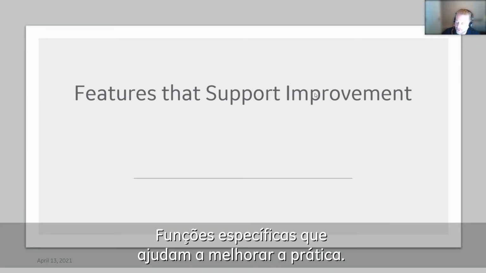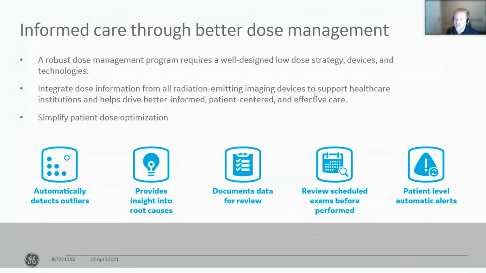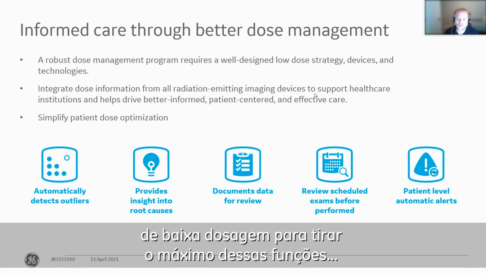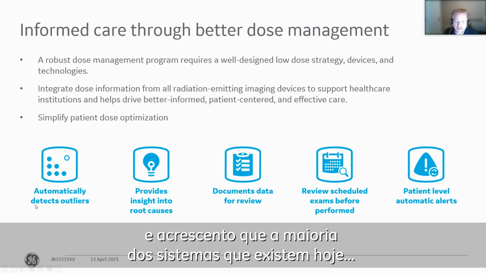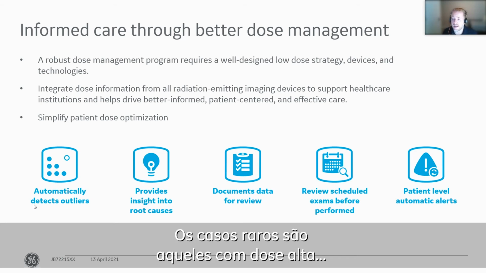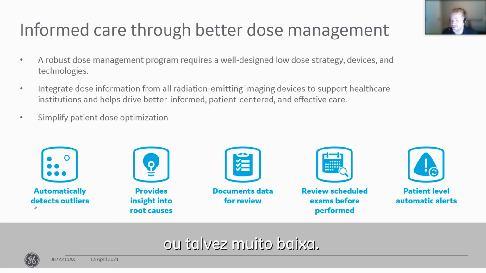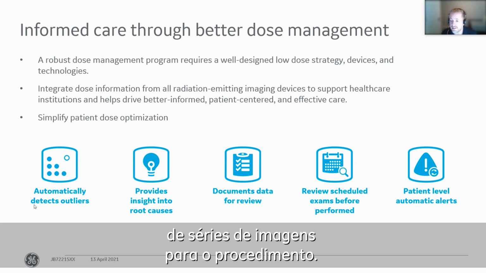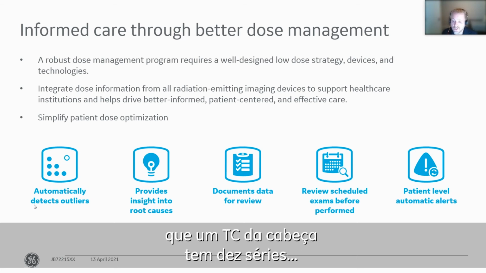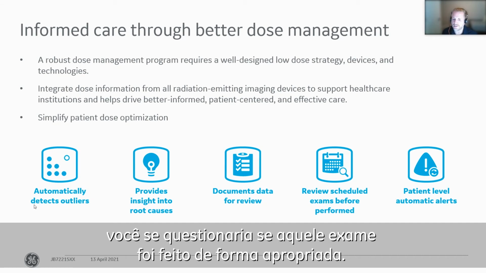All right, so specific features that support improvement. Again, it's important that you have some sort of a low-dose strategy in place to make the most use of these types of features. But I'll just say that the majority of the systems that are out there today will automatically detect unusual cases for you. Unusual cases being that they have a high dose, perhaps a very low dose, or that they have an unusual number of imaging series for the procedure. For example, if you saw that a CT of the head had 10 series, that would make you question whether or not that study was performed appropriately.